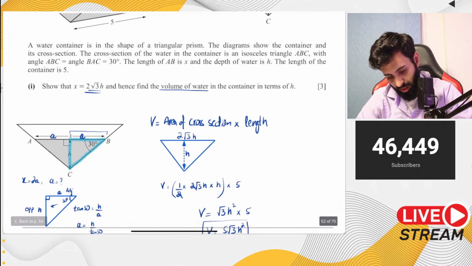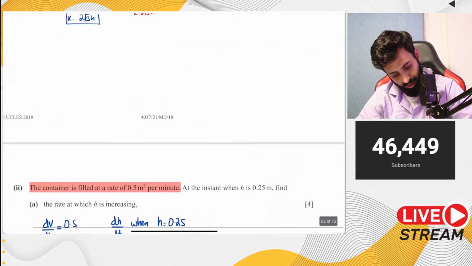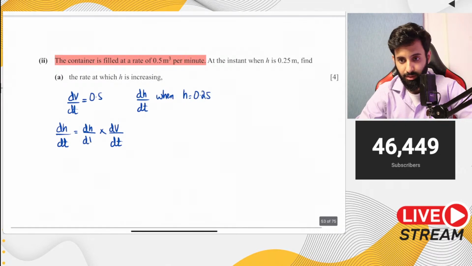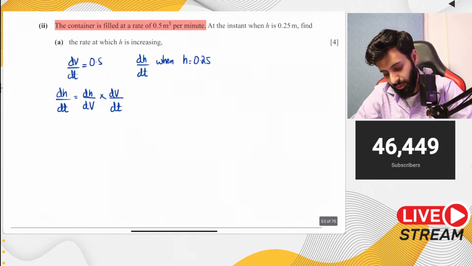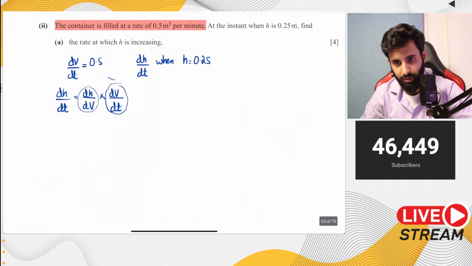It is x. No, it's not x. Let me see. It is dv. Yeah, it's dv. Okay. Now, dv upon dt is something that we already have. We need to somehow find out dh upon dv. Okay, so that's what we're going to do.